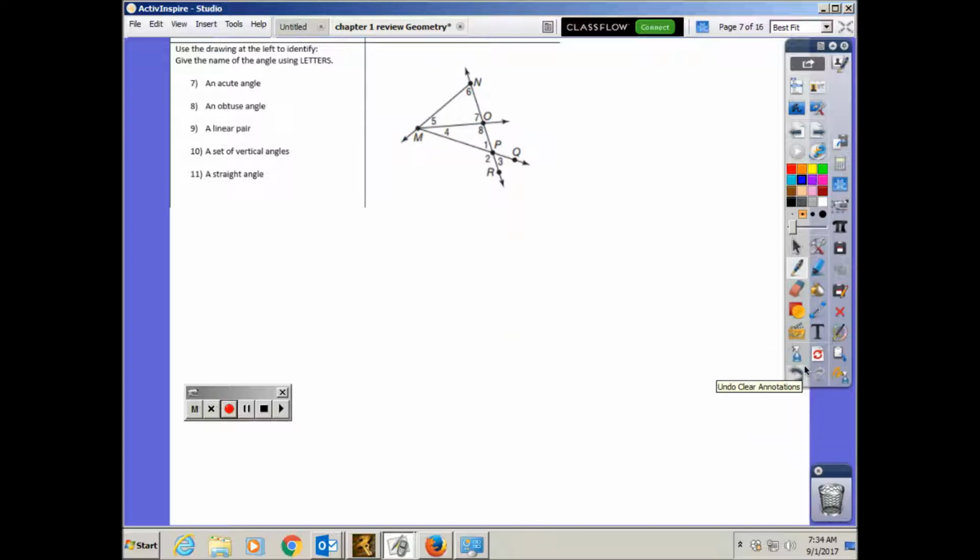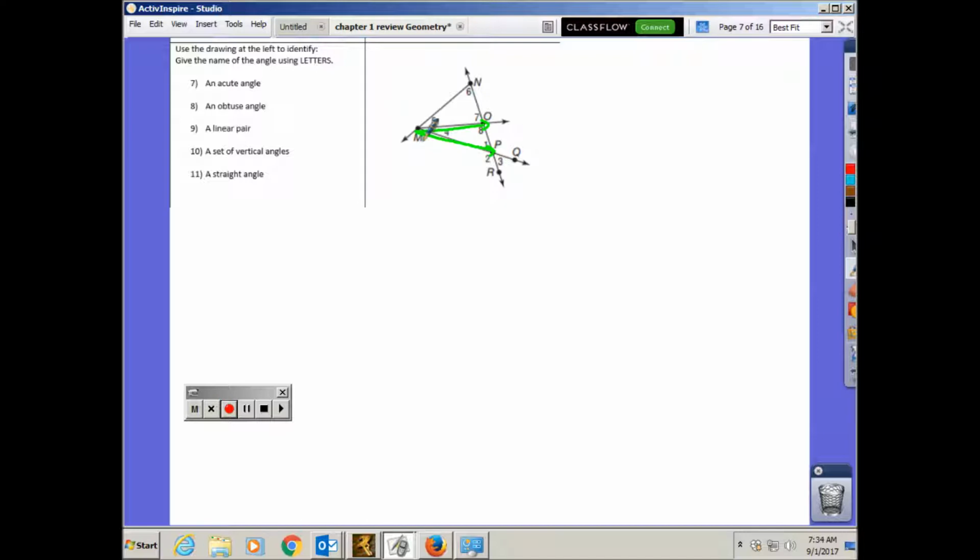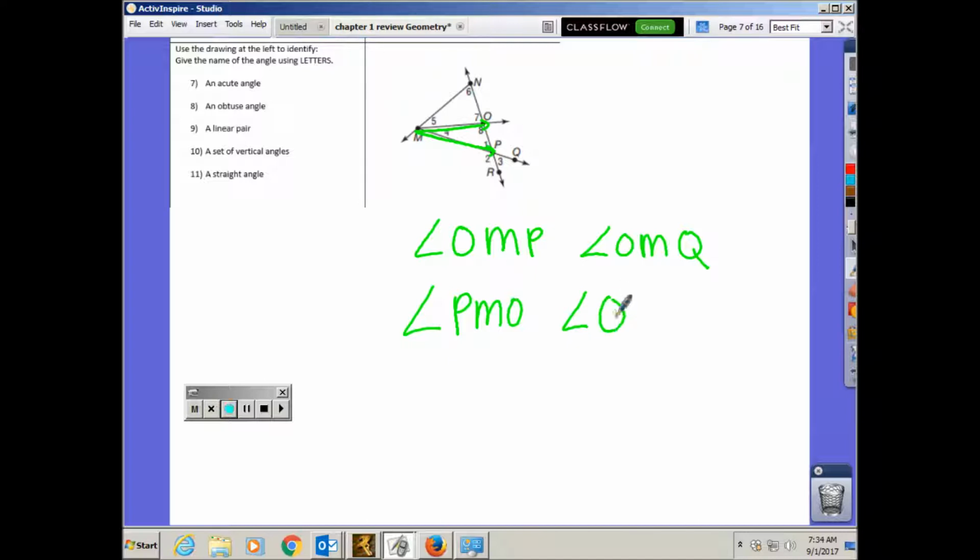And let's do one more acute angle. I'm going to do angle OMP, which, by the way, I could call OMQ, or I could call it PMO, or I could call it QMO. Any of those would work.